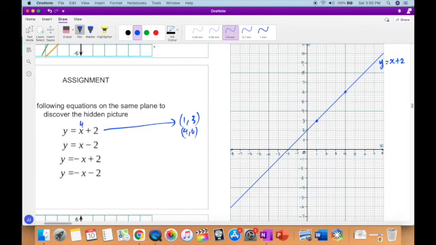Right. Now let's do the other one in a different color. So this one here. So let's choose when x is 2. When x is 2, 2 minus 2 is 0.